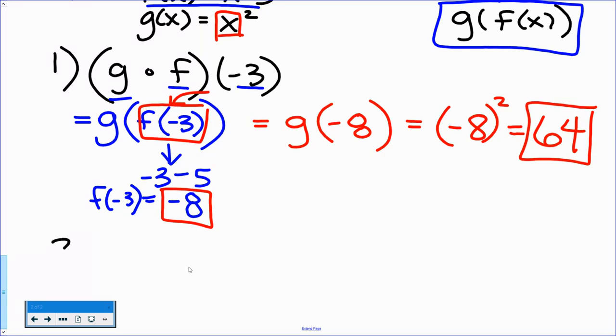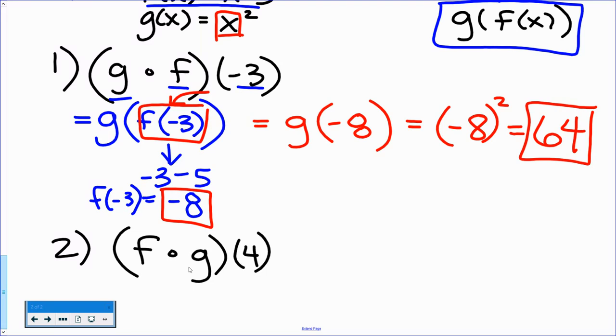I want us to find f of g of 4. If you want to rewrite that in its other form, you can. F is written first this time, so that is on the outside, the outer function. G is on the inside. And what am I plugging in place of the input for g? I am plugging in 4.